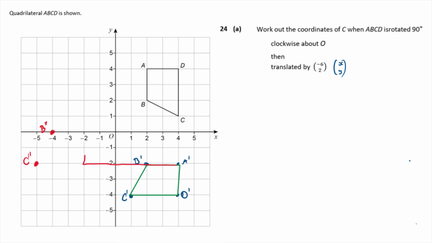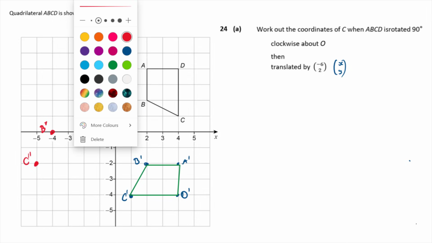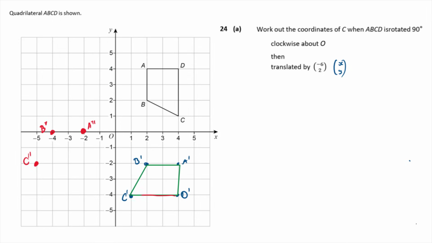Okay. And then A. 2, 4, 6 along, 2 up takes me to here. Okay, that's going to be A double dash, and then finally D. 2, 4, 6 along, 2 up takes me to there. Okay, so that then is D double dash. And again I'm going to join them up into a shape now I've found all the corners. Okay, and that is my new shape.